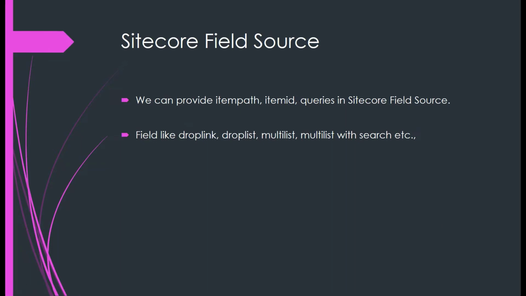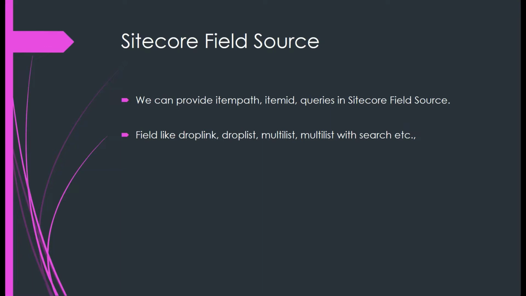Sitecore field source: while creating a template field, you have one additional attribute called source. You provide field name, field type, and source. Source is used to act as a data source. We can provide item path, item ID, or queries in the source field. We can use the source field for fields like droplink, droplist, multilist search, treelist, etc.